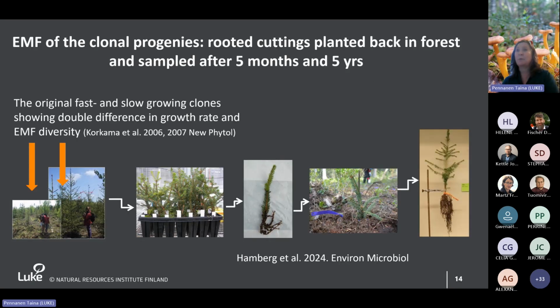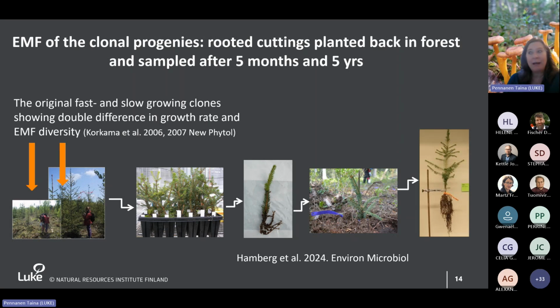But then to the third question, I said it's about the mycorrhiza. Because we are working with these forest trees, everything is very slow. And if I go back to the beginning of my talk, we had these original fast and slow growing clones, where we found this phenomenon. During those early years, we had taken branches from those fast and slowly growing mother clones, and we had tried to root them, and we managed to get a decent amount. We wanted to have more, but we got some.